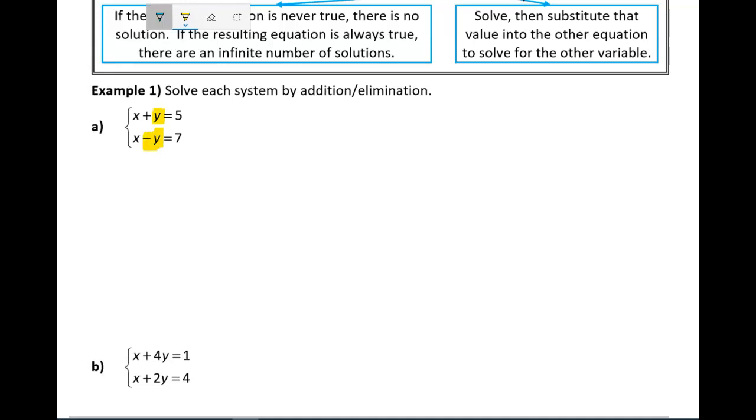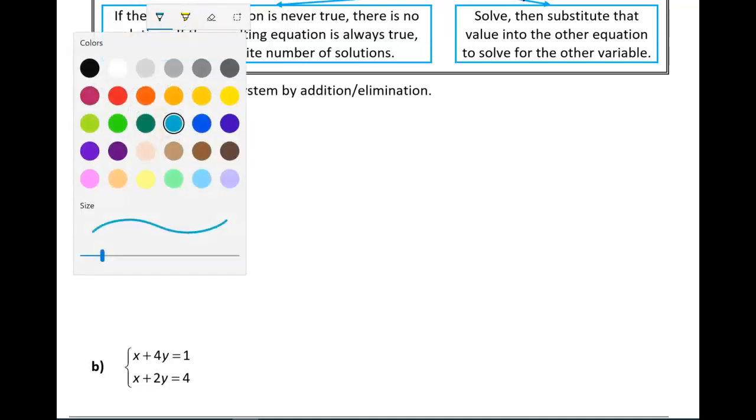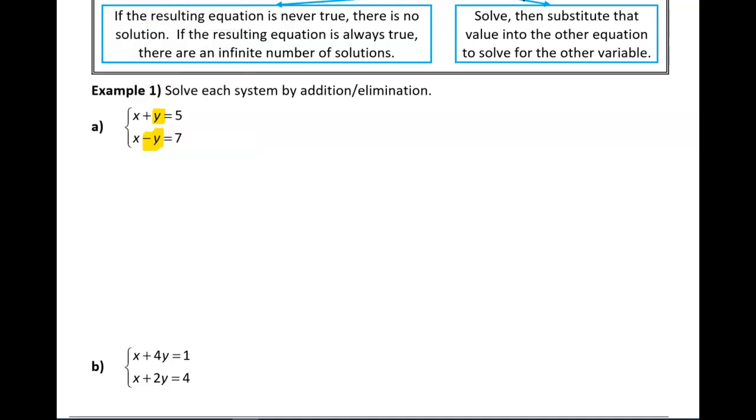The coefficient of y in the first is 1. And in the second equation, the coefficient of y is -1. So we're simply just going to add those two equations together. x plus x is 2x. y plus -y is 0. And then bring down the equal sign.